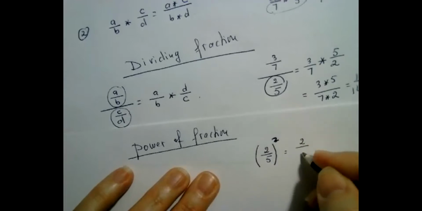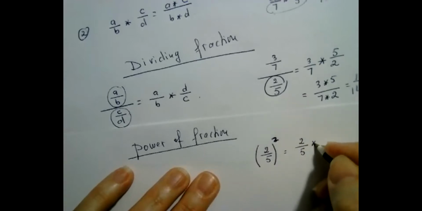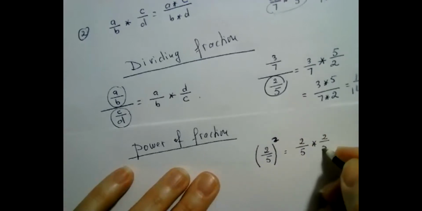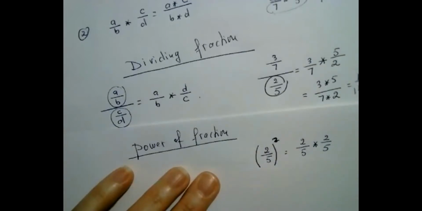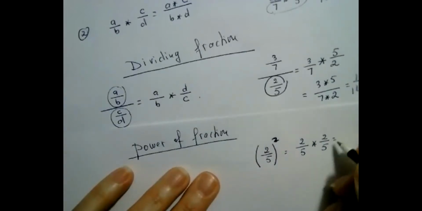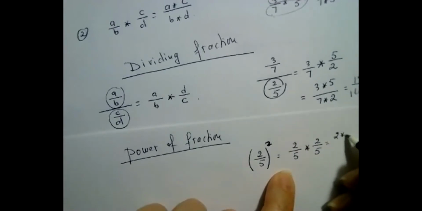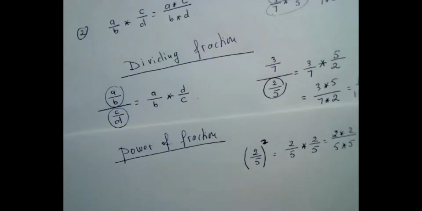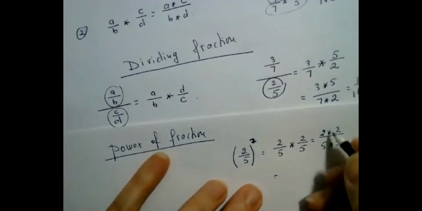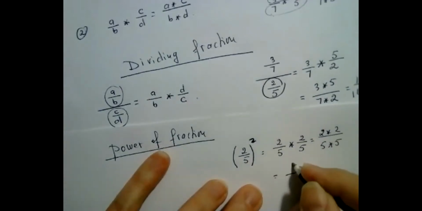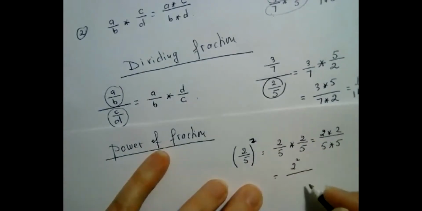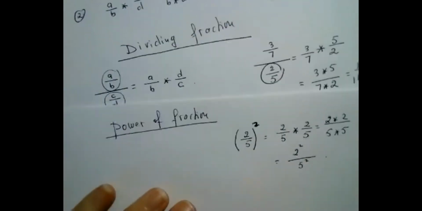It means 2/5 multiplied by 2/5. Well, it's equal to what? Now, how do you multiply this? It's 2 times 2 over 5 times 5. Now I know it's 4, but I'm not going to write 4. I'm going to write 2 times 2, which is 2 squared over 5 squared.